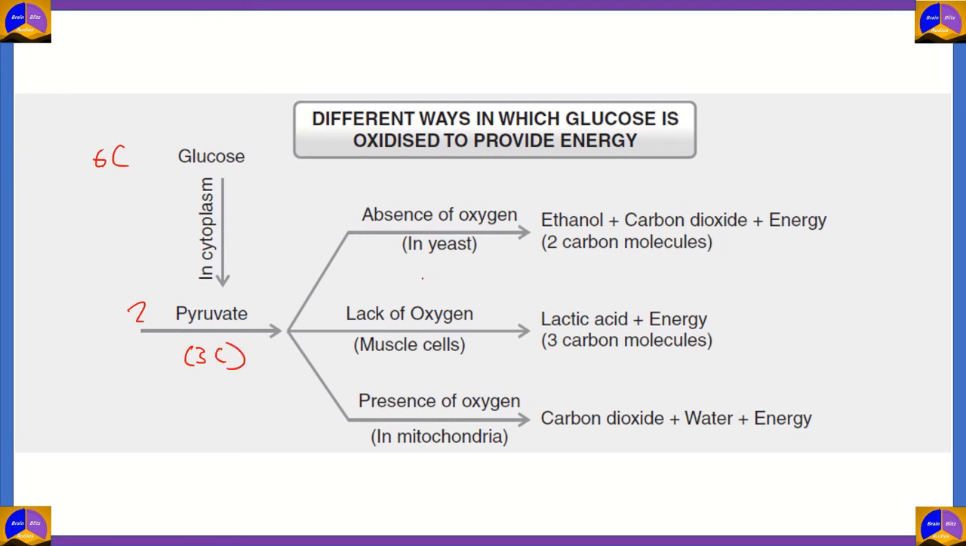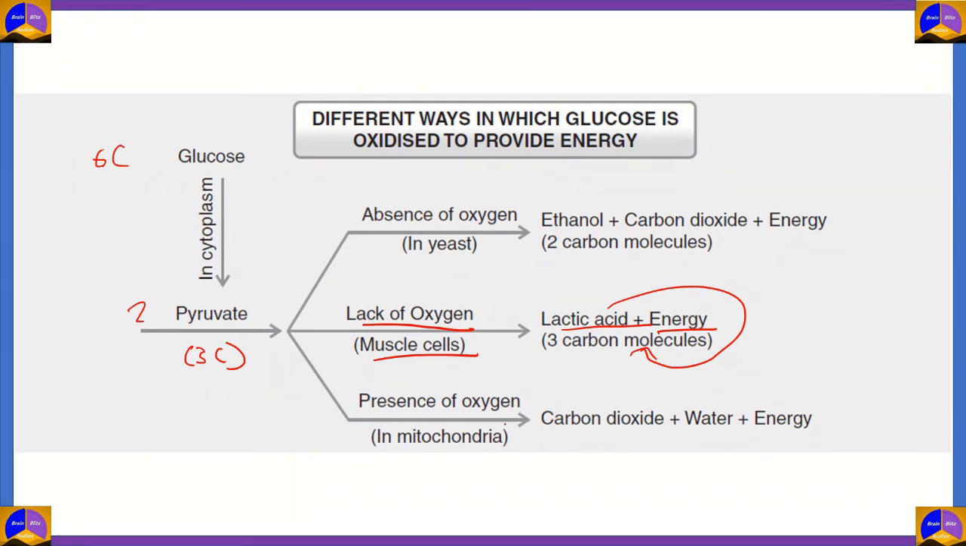Now, when we don't have oxygen in our body, like what happens if we run, pyruvate gets converted into lactic acid and energy. Lactic acid is again a molecule containing 3 carbon atoms. Now, if we have a lot of lactic acid in our muscles, that leads to cramps and pain. So massage is recommended for that.